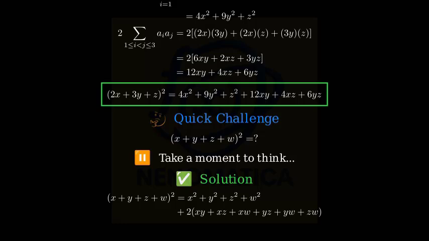Let's summarize what we've learned. The square of a sum of n terms equals the sum of the squares of all terms, plus twice the sum of all possible products of distinct terms. This formula is extremely useful in algebraic manipulations, especially when expanding complex expressions. For practice, try expanding expressions like a plus b plus c plus d, squared, or p plus q plus r plus s plus t, squared, on your own.